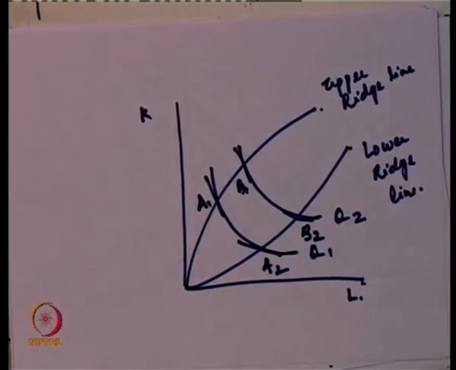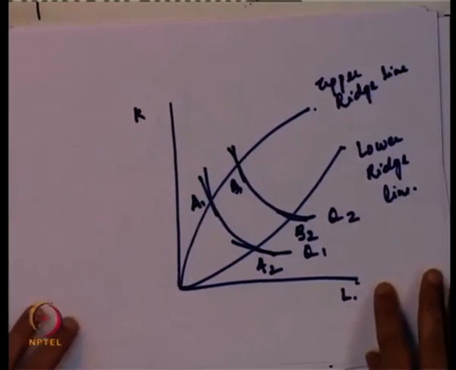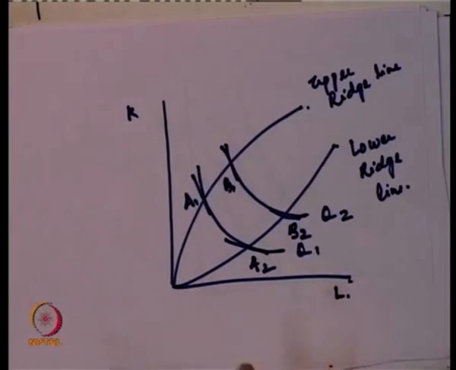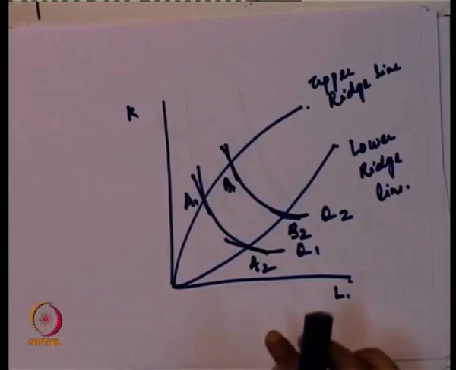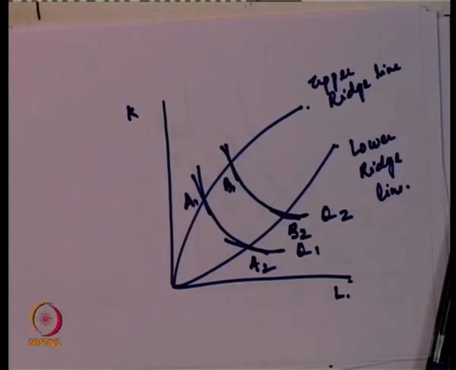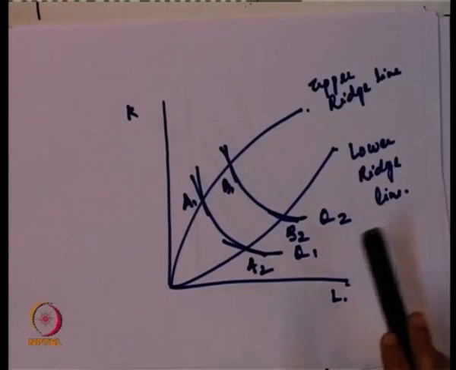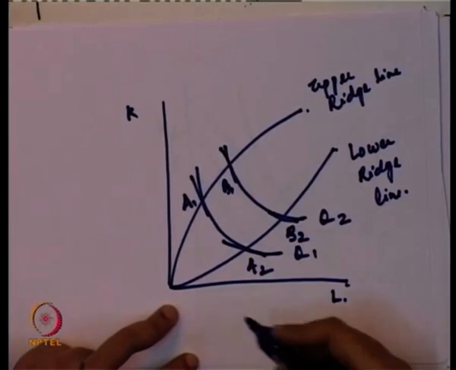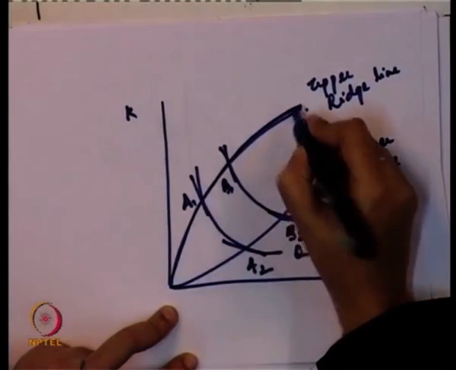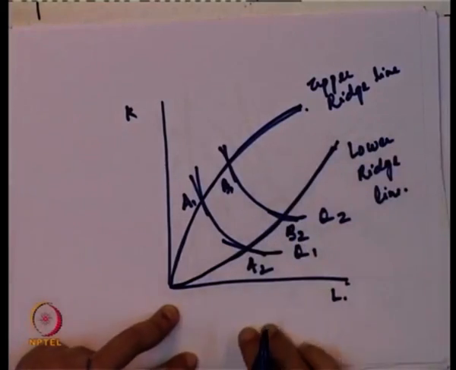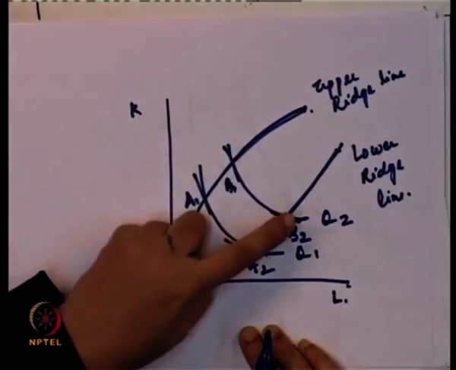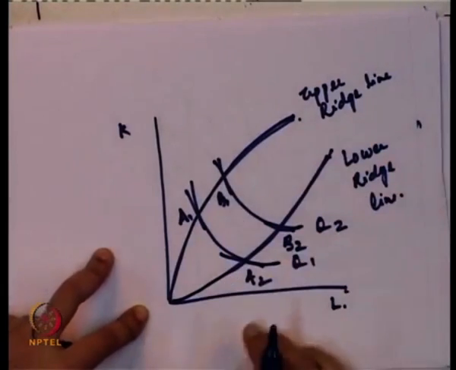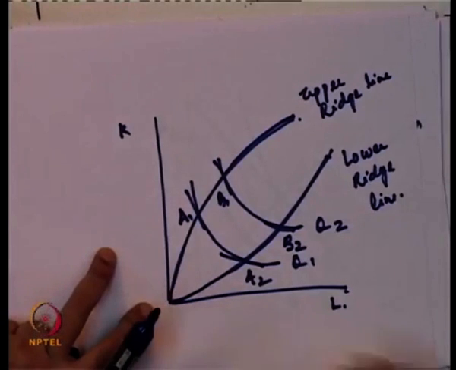Okay. So, we have two isoquants, Q1 and Q2, and we have two concepts here: one is the upper ridge line, the second is the lower ridge line. Production does not take place when the marginal product of a factor is negative. The locus of points on the isoquants where marginal products are 0 is generally known as the ridge line. So, whether it is the upper ridge line or the lower ridge line, it is the locus of the points where the marginal products are 0.